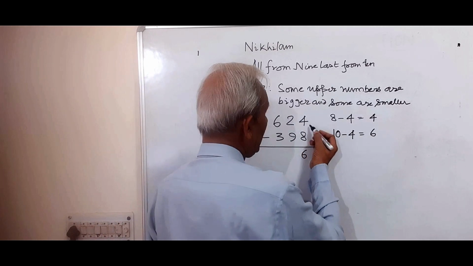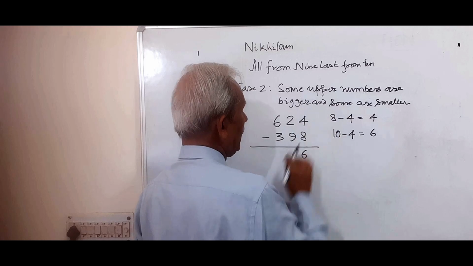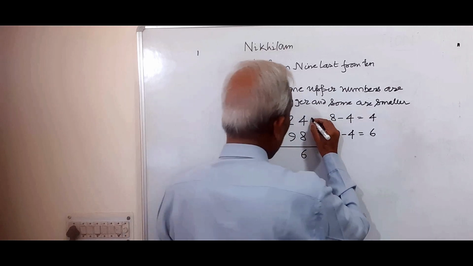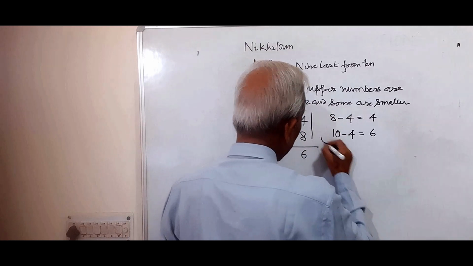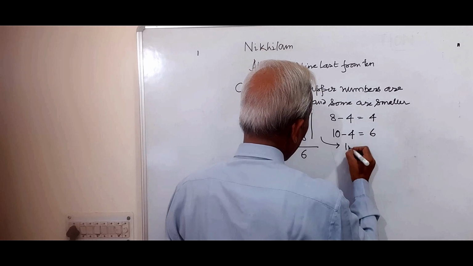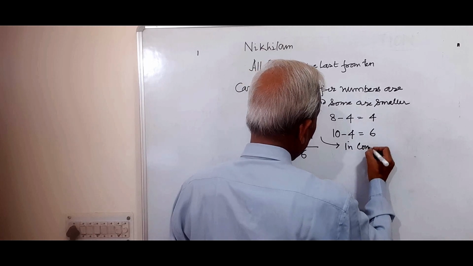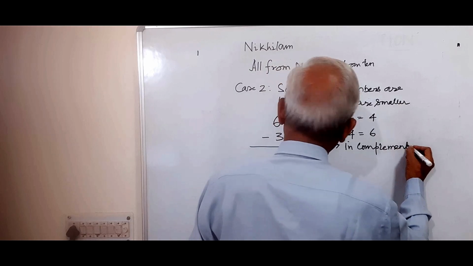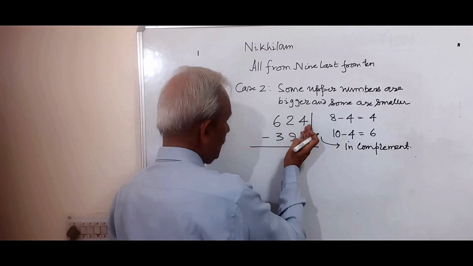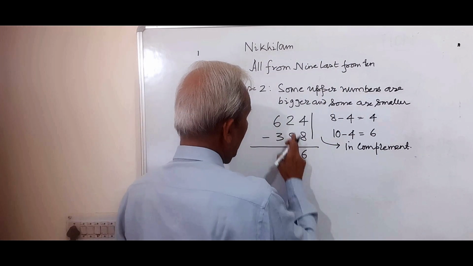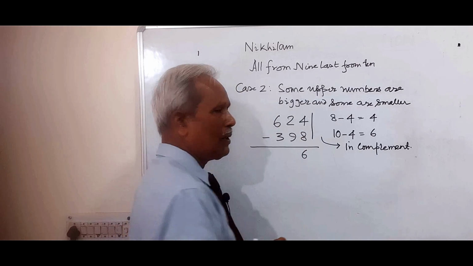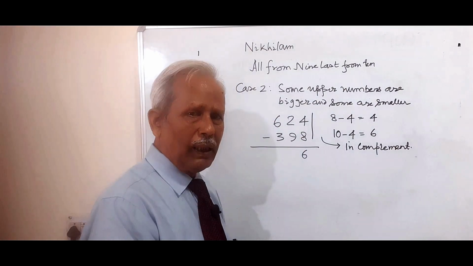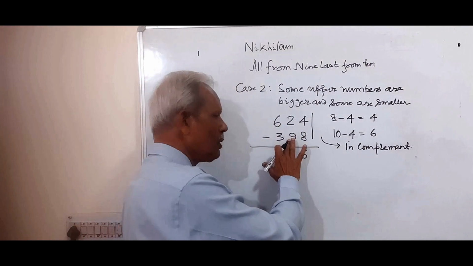Here we are entering into the concept of complement, right? So we'll call this particular case, we are here in complement. Now let us go ahead. This is 6. Here again the upper number is smaller, so we are still in complement because we have to use the complement.